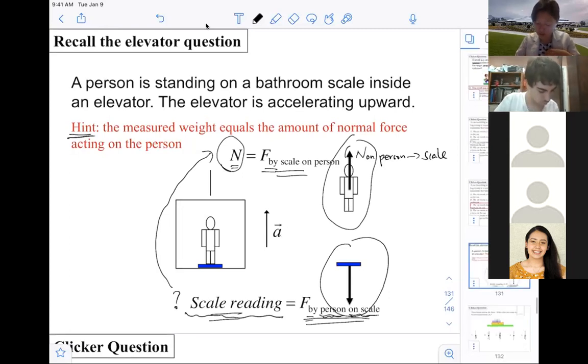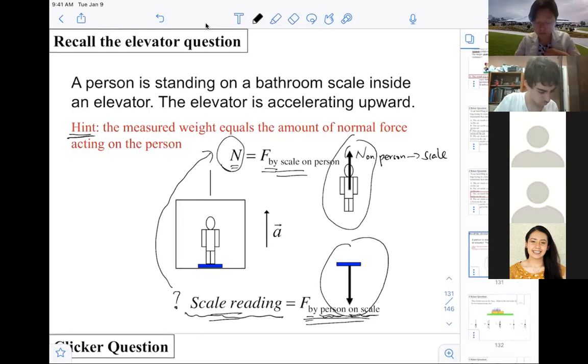So any questions about the elevator problem? Any questions so far? Sorry, I got cut off a little bit. So essentially, you're saying that the magnitude of the force is equal to the magnitude of the normal force, correct? But it is the magnitude of the force on the scale, yes, is equal to the magnitude of the normal force on the person. Oh, okay, gotcha. Thank you. It's different objects.